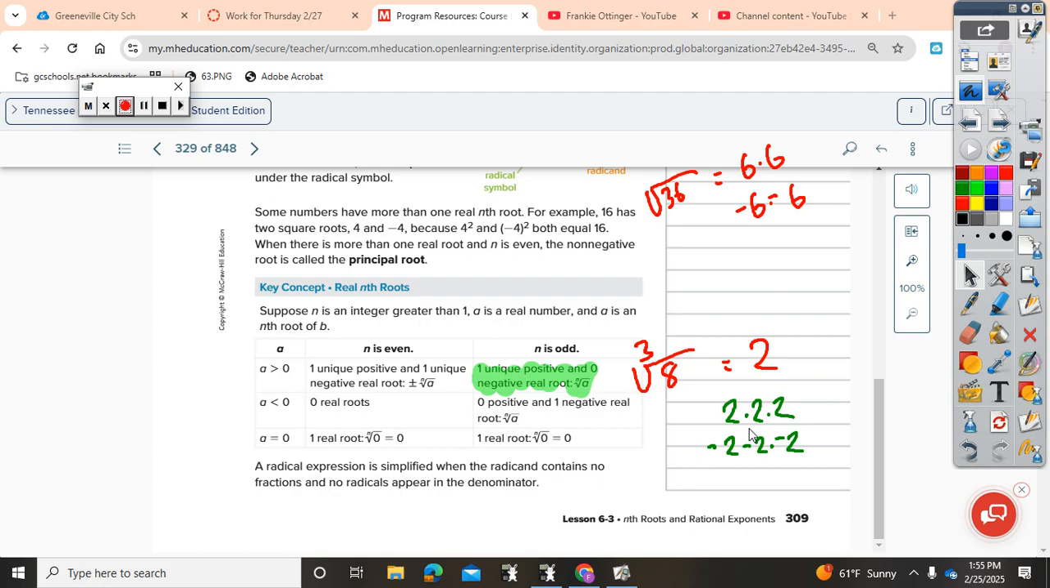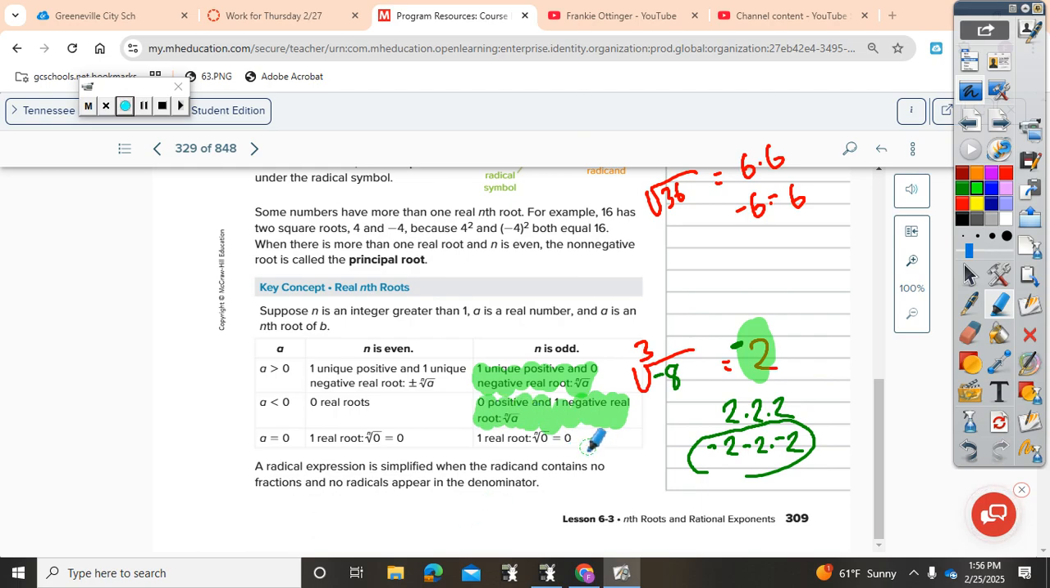So if I do negative 2 times negative 2 times negative 2, I get negative 8, which is not 8. So that means the cube root of 8 only has 1 root. You can do the cube root of negative 8. Okay, so you don't actually get an imaginary answer. That's a real answer, and that's this scenario right here. So the cube root of negative 8 is just negative 2. So whenever you cube root a negative, you also get 1 real answer.